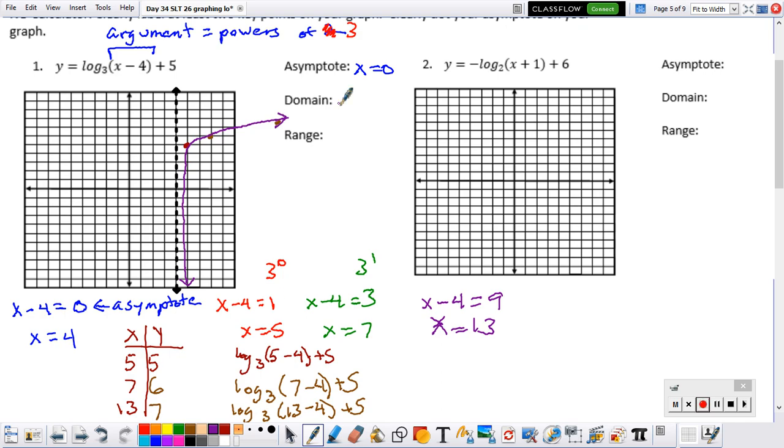My domain is going to be x, ooh, I don't know why that's 0. I'm having a morning, not enough coffee. It's going to be x is greater than 4. The range is going to be all real numbers.